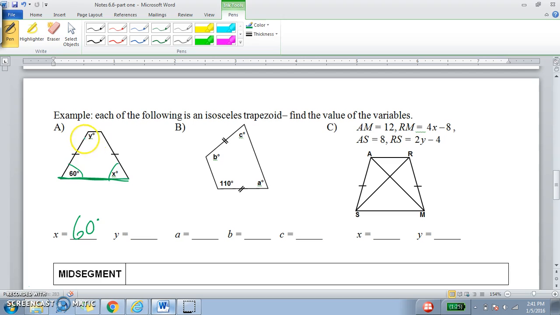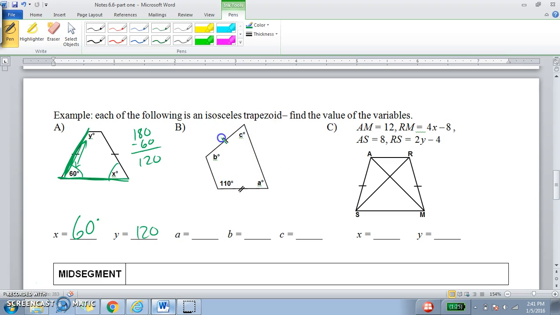Y up at the top, we don't know what either of these two angles up at the top are. We do know that they're the same, but we do know that our leg angle pairs, so the angles that are touching the same leg, 60 and y, have to add up to 180. They're supplementary. So to figure out y, I would take 180 minus 60, and I'm left with 120 for y.